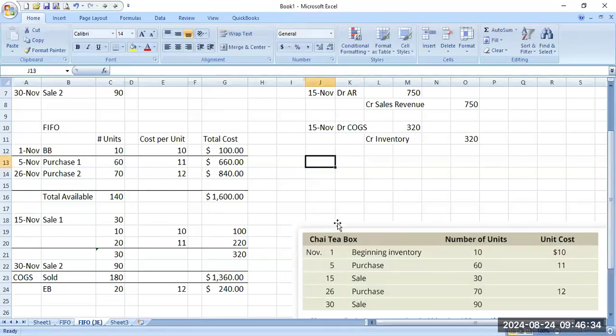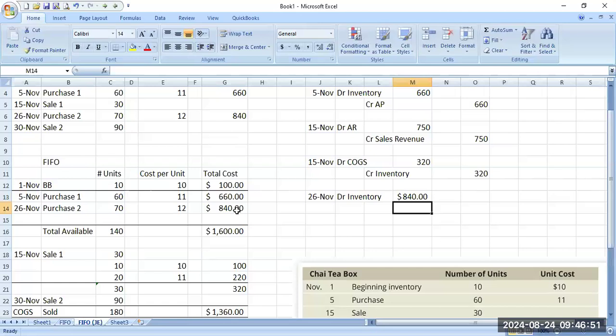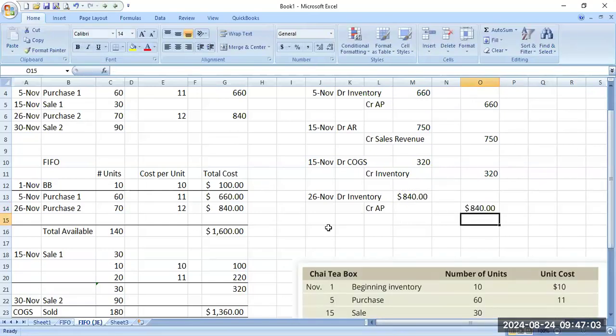Then we're going to have another purchase on November 26th. We're going to have debit inventory for the amount of $840. Credit will be accounts payable. We're not paying, still not paying. And then we're going to have our sale on November 30th, which is sale number 2.